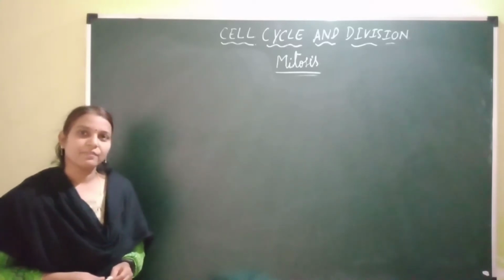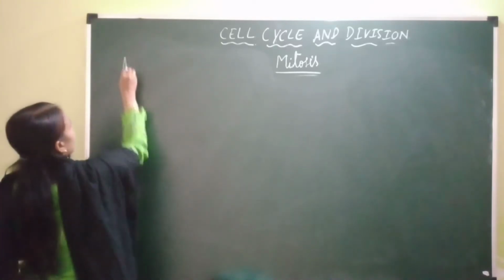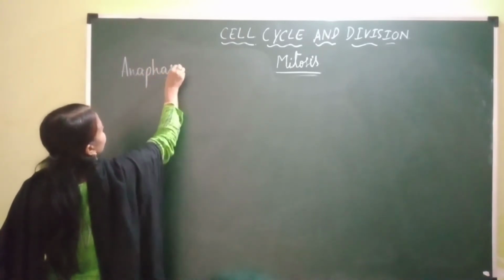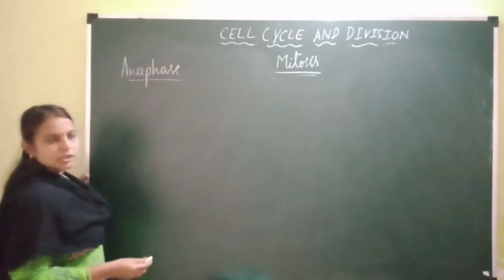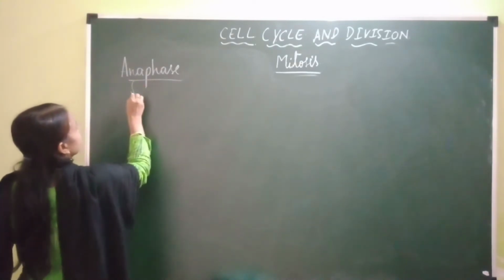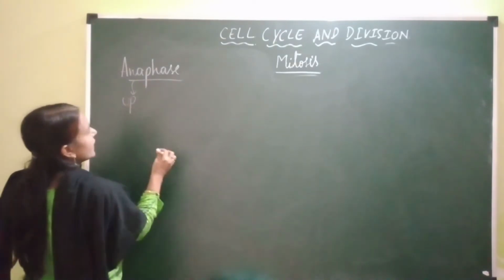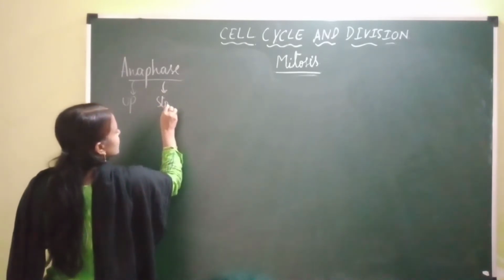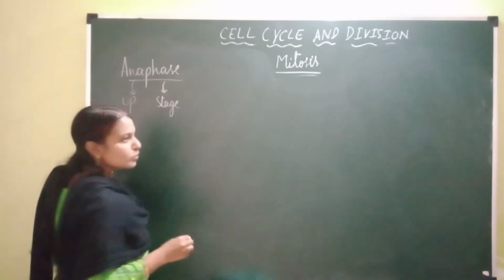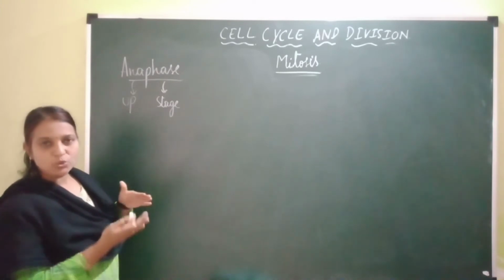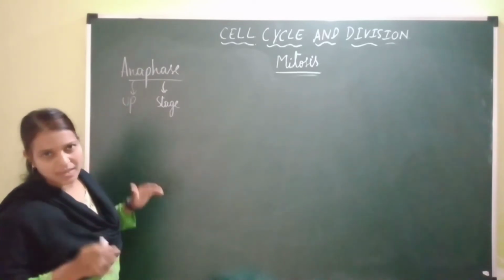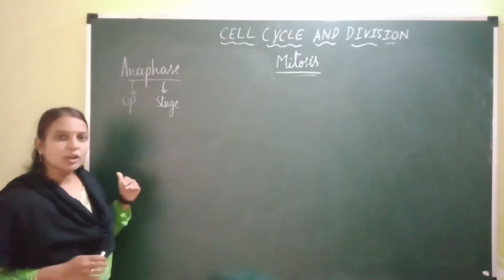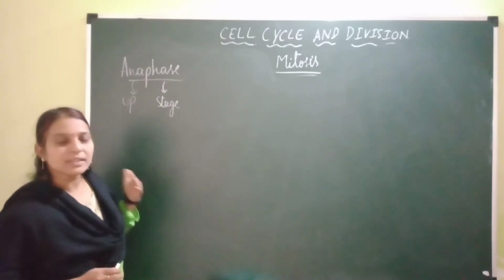Let's start with anaphase now. Here, ana means up, phase means stage. So during this anaphase, chromosomes are moving up, that is, towards two opposite poles of the cell. Hence it is called anaphase. So let's study what happens inside the cell during this anaphase.